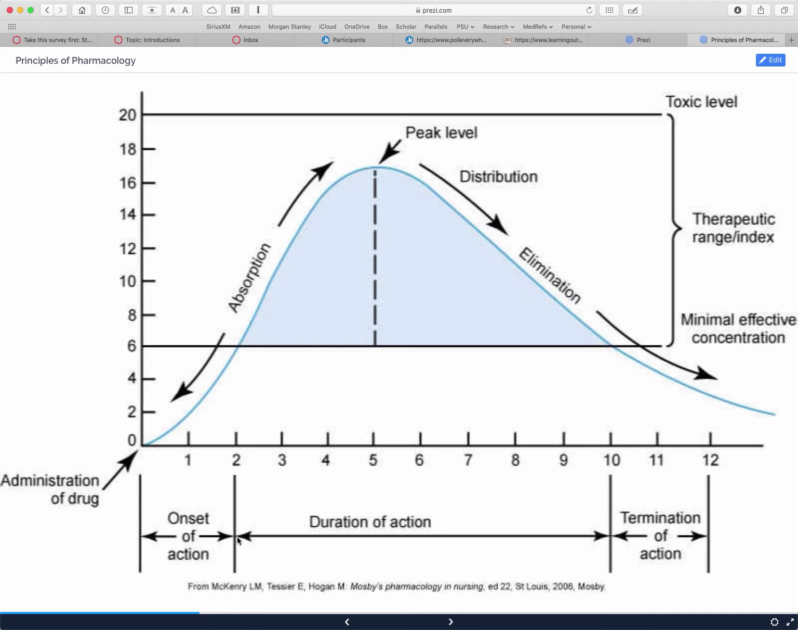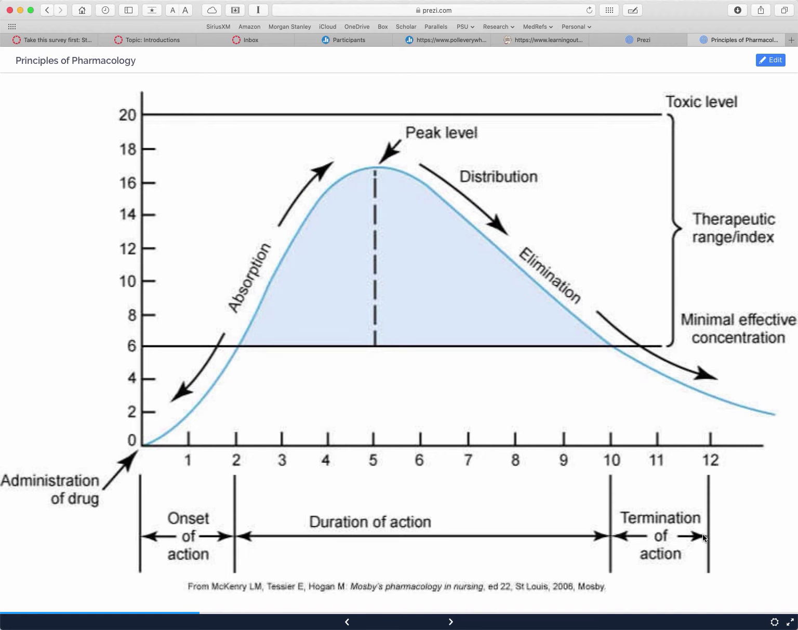All right. So in this drug's case, it takes 2 hours for absorption, or 2 time units, whatever those time units are. And it lasts from that time for 8 hours later, which brings us to 10 hours. So this has a duration of action of 8 hours, right? 10 minus 2 is 8. And then the termination, where there's still some drug floating around, but it's not effective. It's not at an effective concentration.